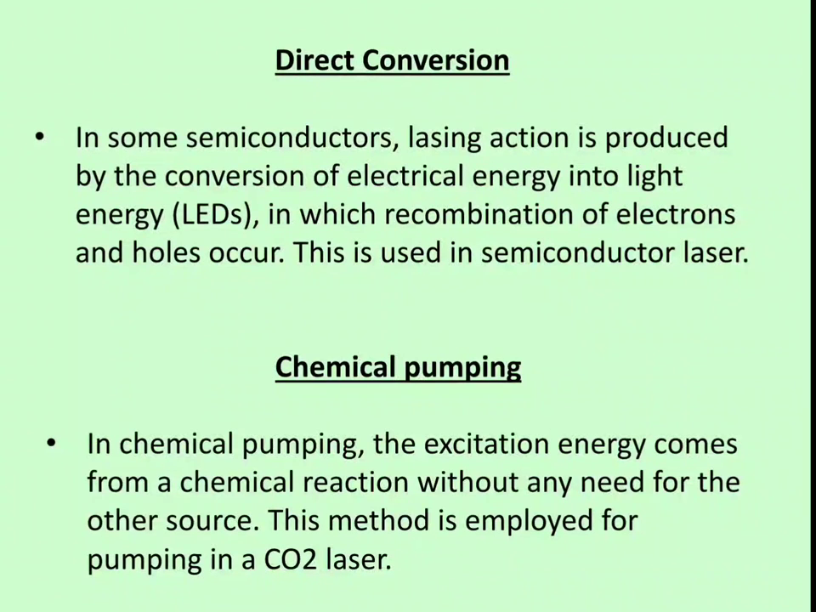In some semiconductors, lasing action is produced by the conversion of electrical energy into light energy. The best example is LEDs, light emitting diode. Here, with the help of semiconductors, lasing action is produced by conversion of electric energy into light energy, in which the recombination of electrons and holes takes place. This type of direct conversion pumping method is generally used in semiconductor lasers.